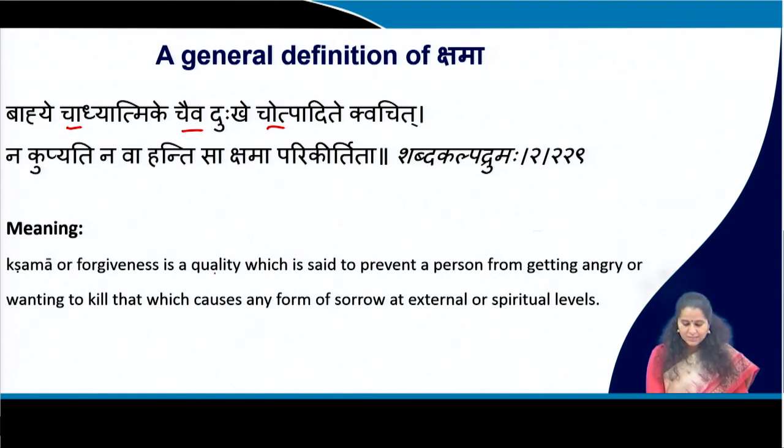Tari atra kshama or forgiveness is a quality which is said to prevent a person from getting angry or wanting to kill that which causes any form of sorrow at external or spiritual levels. So here the external would be the materialistic world, and spiritual here would refer to any of those worlds that are subtle, cannot be grasped by our senses. Astu tari etadrisha sanyamaha, and the consequence of that is that if you have to go on the best route, even if there are external disturbances, it will allow you to continue doing what is shreyas, the best thing to be done, rather than getting carried away by circumstantial disturbances.